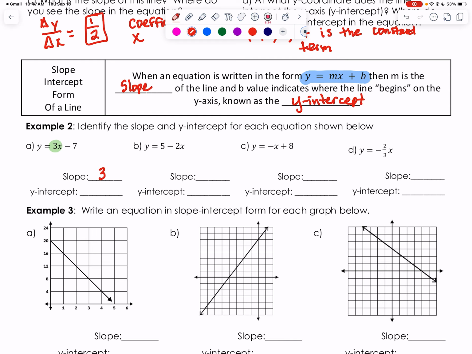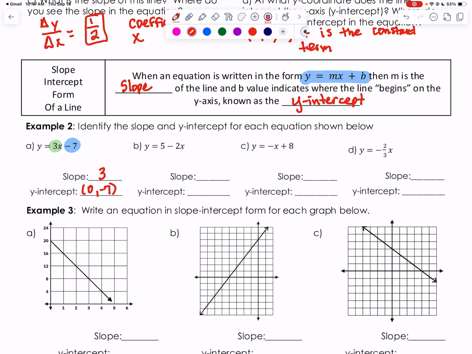Now, your y-intercept is going to be the number that doesn't have a variable, the constant term. So in this problem, we know this line touches the y-axis at (0, -7). All right, problem B.